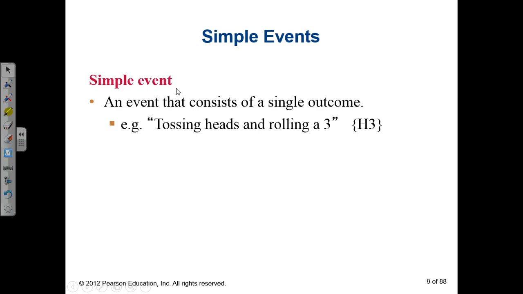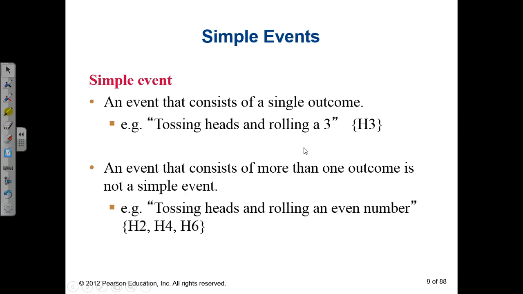A simple event is an event that consists of only a single outcome. For example, tossing a coin and landing on heads and rolling the die, and it lands on 3. But an event that consists of more than one outcome is not simple. For example, tossing a head and rolling an even number consists of the outcomes H2, H4, and H6. So this event is not simple, whereas this event is a simple event.